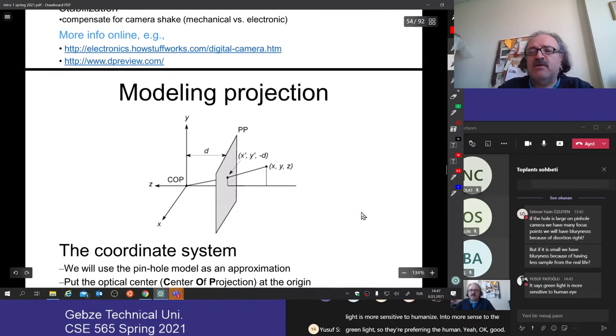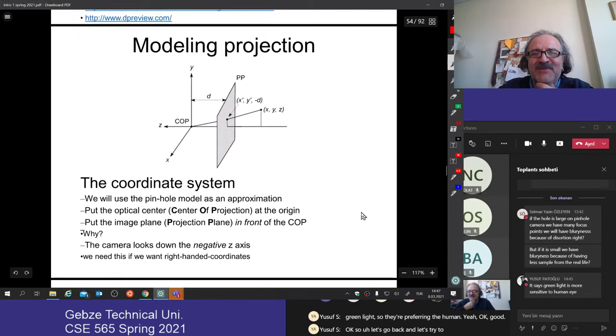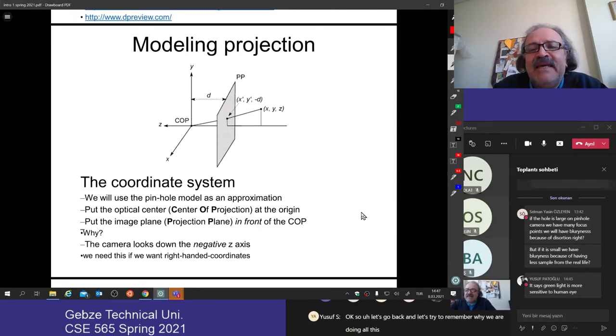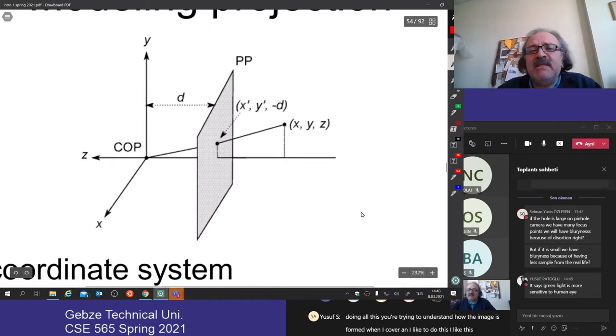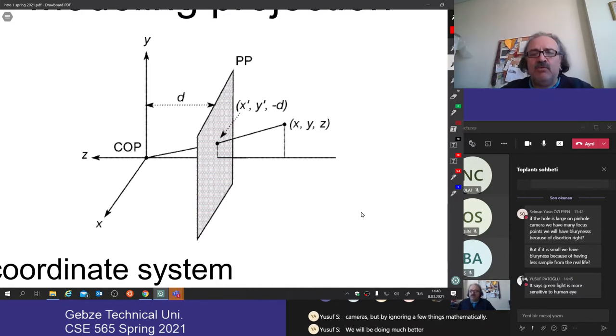Okay, so let's go back and try to remember why we are doing all this. We are trying to understand how the image is formed on a camera. I like to do this. Okay, this is a model, a geometric model of a camera. It's a theoretical model. Of course, it mimics the real world cameras, but by ignoring a few things mathematically, we will be doing much better.